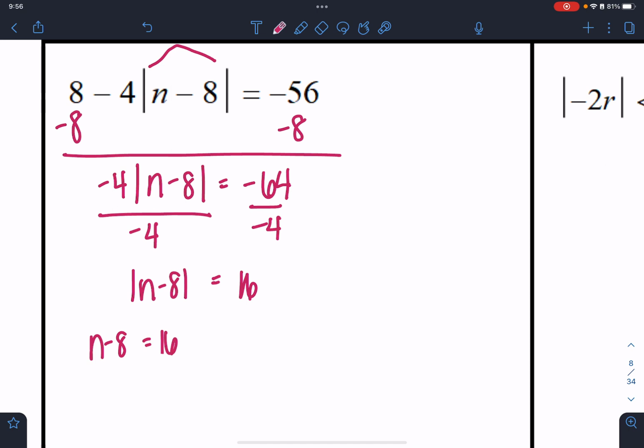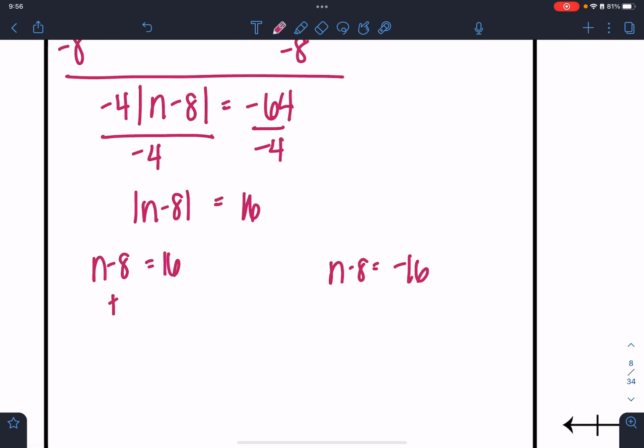N minus 8 is 16. N minus 8 equals negative 16. Now I can keep going. So again, now that I had it down to the bars equals just the number, and it is a positive number, I can keep going. If it stayed negative, like let's say divided by a positive 4, then you would get to say no solution. But you have to have it look simplified before you can decide. So I'm going to add 8 to both sides. So here I get n equals 24.